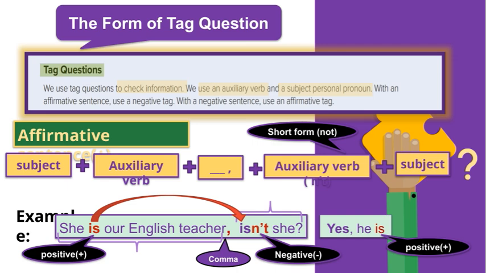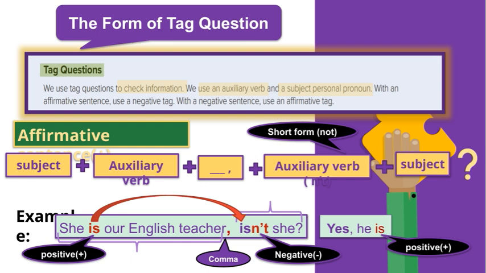Let's look at this example. "She is our English teacher, isn't she?" Notice how the statement is positive, and the tag is negative. This pattern helps us check information or invite confirmation in conversation. So the subject comes first, then a comma, followed by the auxiliary verb, which is contracted in the tag. Remember, the auxiliary verb in the tag agrees with the main verb in the sentence.